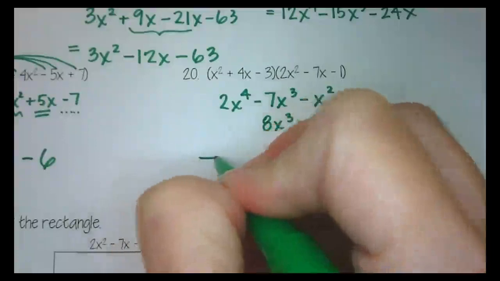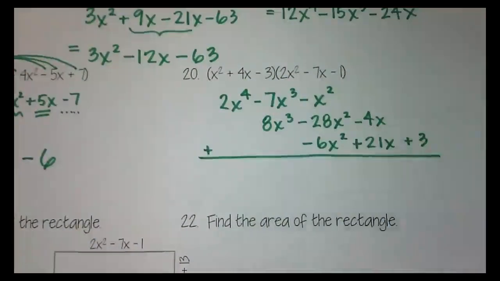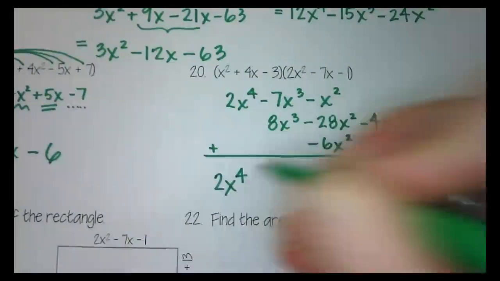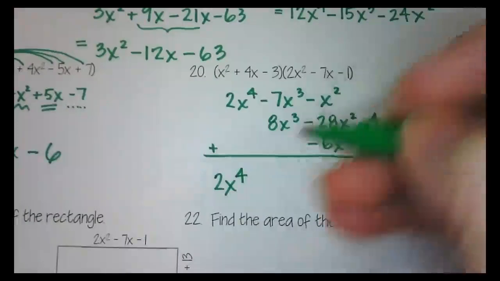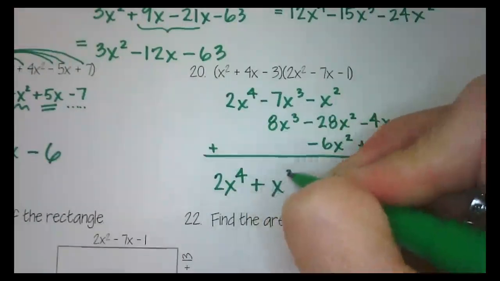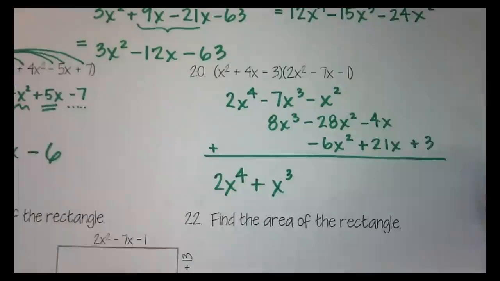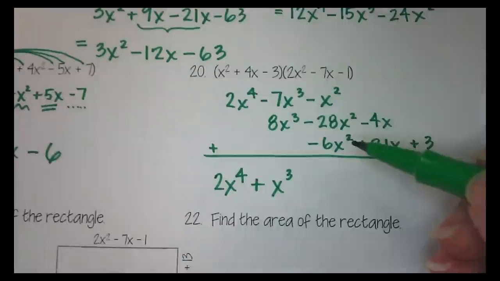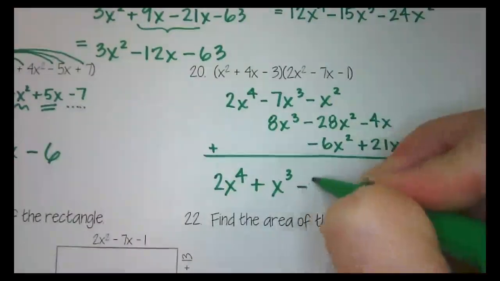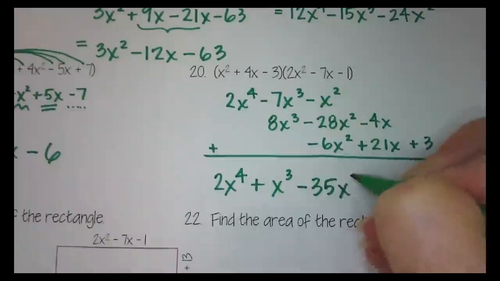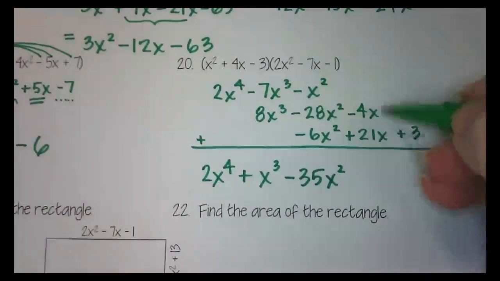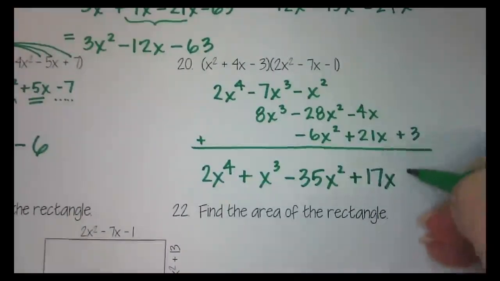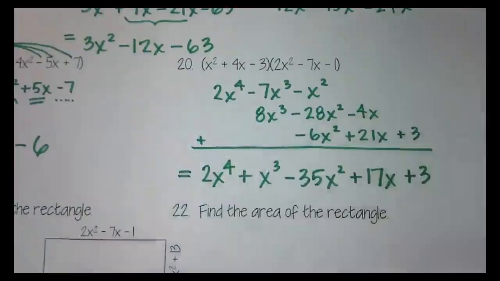All right, so now we just have to add all these up. All right, so that one comes down to be 2x to the 4th. Combine those together and we get a positive 1x cubed. All right, next up we have a negative 28, a 6, and a 1. So if we put all that together, that should be negative 35x squared. Right here we have a negative 4 with a positive 21, so that should be positive 17x and then plus 3. So there's your answer.